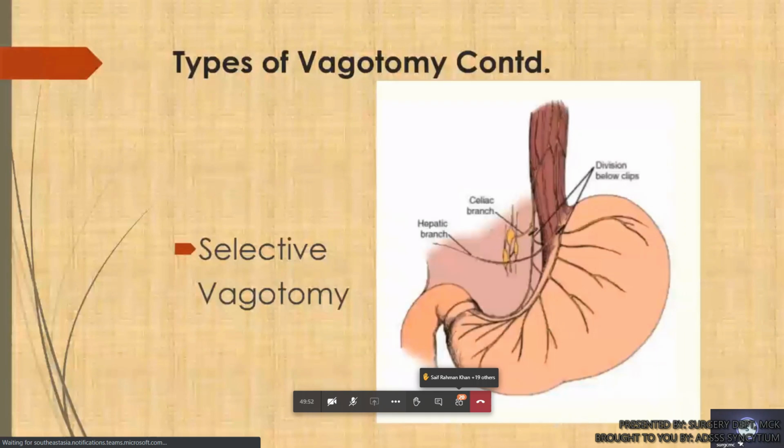Then selective vagotomy, only the gastric division. The anterior vagus nerve has a gastric division and a hepatic division. Only the gastric division can be divided, keeping the hepatic branch. And the posterior vagus nerve has two branches, one gastric, one celiac. So keeping the celiac branch intact, the gastric branch can be divided. So the gastric branch of both anterior and posterior vagus nerve can be divided in selective vagotomy.